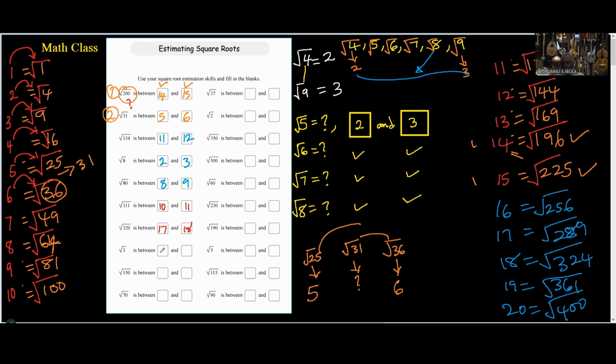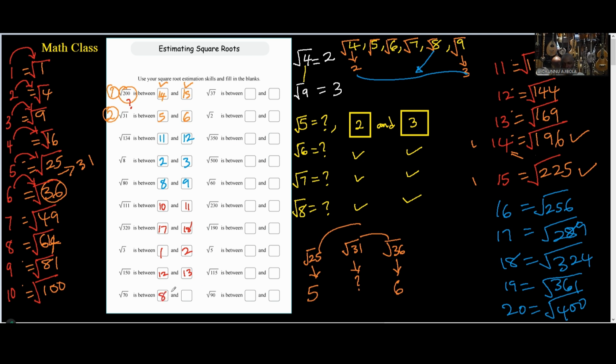What about square root of 3? Square root of 3 is between 1 and 2. Then square root of 150. 150 is between 11 and 12. 11 and 12, right? No, no, no. Are you sure? Okay. It's between 12 and 13. 12 and 13. Correct. What about 70? 70 is between 8 and 9.